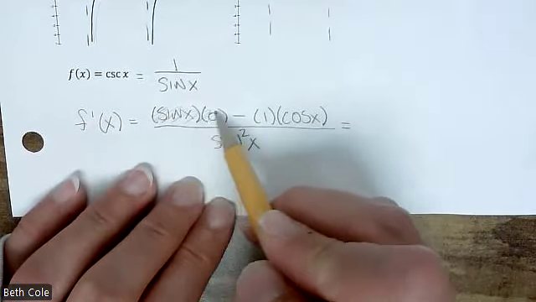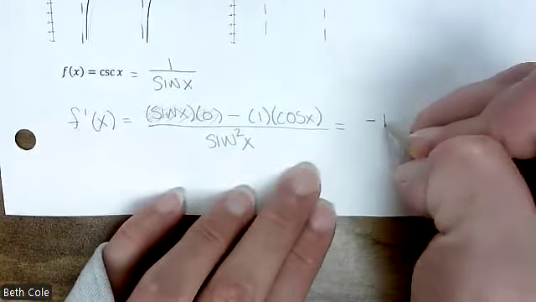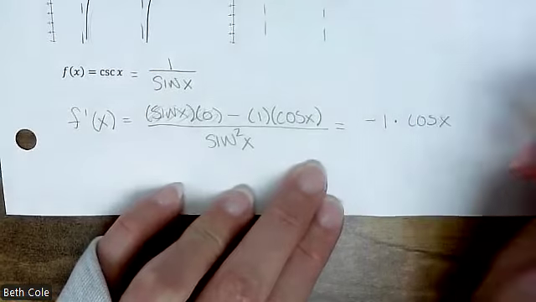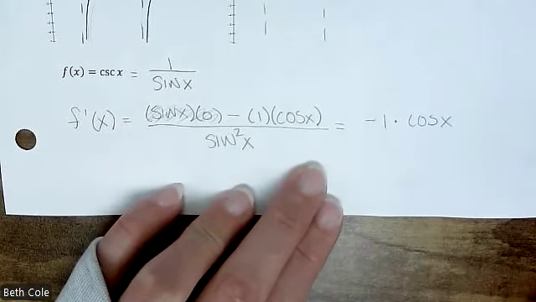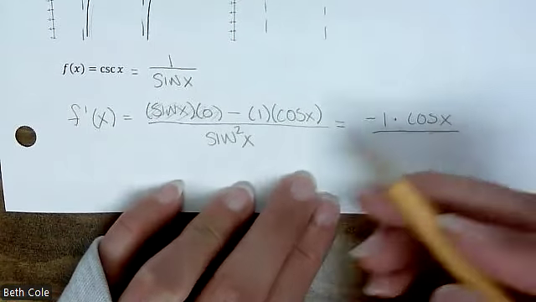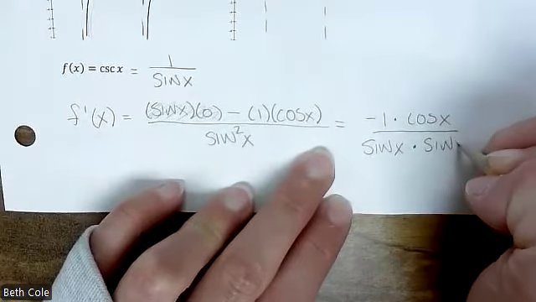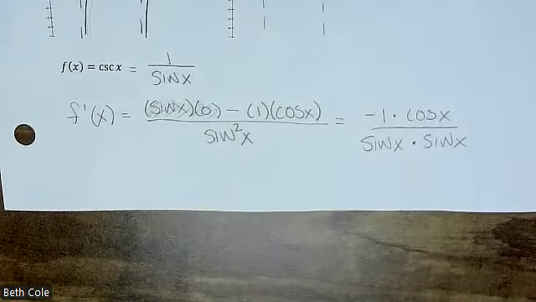This whole first part is gone. That's all 0. That's all nothing. So in the numerator, we have -1 times cosine of x. I'll explain to you why I wrote it like that. You're like, Miss Cole, I don't want to write the 1. Write it for just a second. Humor me, okay? And then down here, sine squared means sine times sine. Sine times itself.